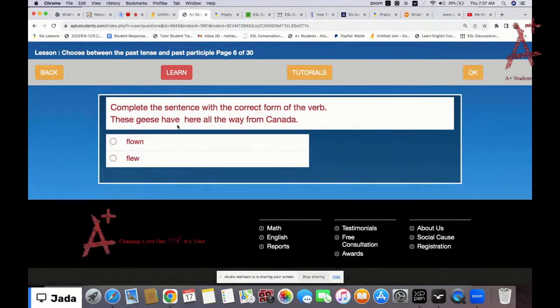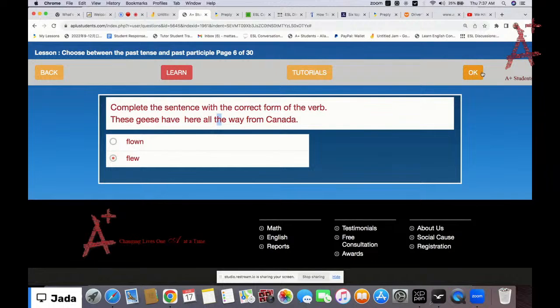All right. So these geese have dashed here all the way from Canada. So is it flown or flew? These geese have flown here all the way from Canada, or have flew here. Which one? So which one is going to be flew? These geese have flew here all the way.